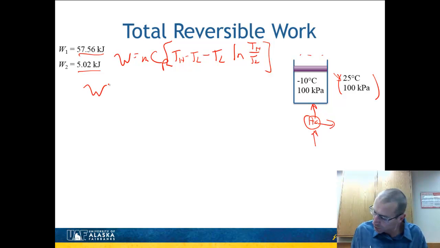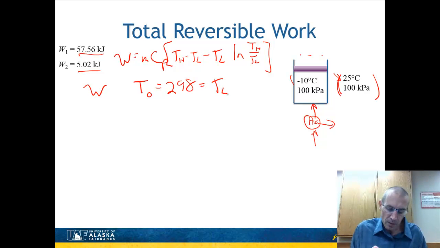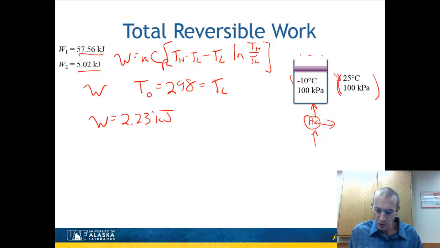And if we do, we need to find out what our last temperature is going to be. The last temperature is going to be 298. We're starting off at 263. And so T naught is equal to 298, which is equal to T low. Now if we calculate the amount of work we get on that step, that is 2.23 kilojoules. I'll call it W3 because that's our third step.